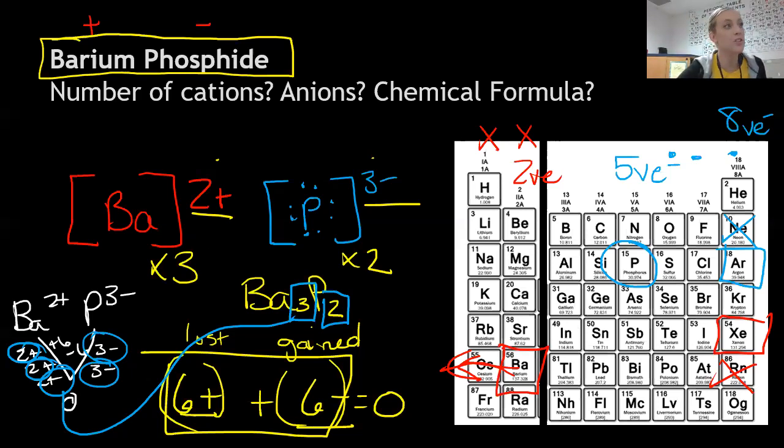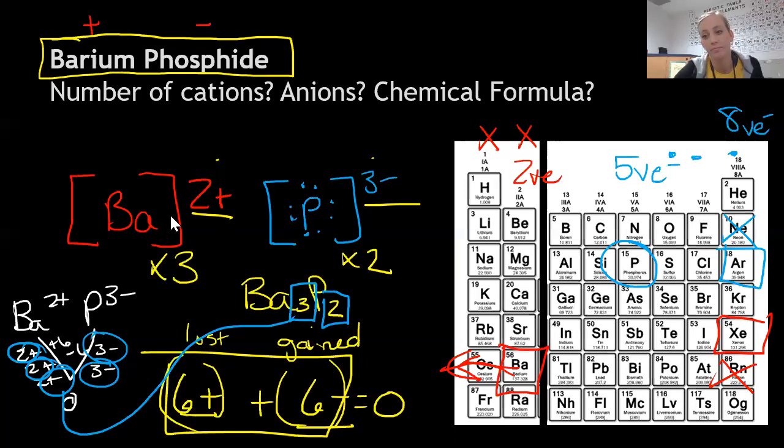All right, so we would need 3 bariums and 2 phosphides. So last question, we have the chemical formula. We know how many of which we need. Sonali, which one is the cation? Which element? Barium. Yes, barium is the cation.